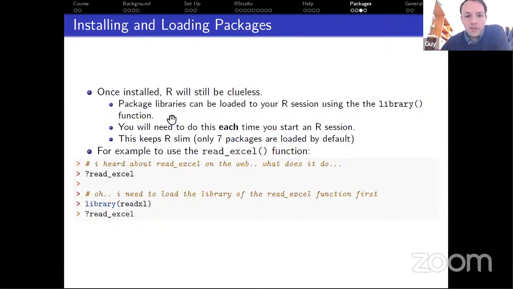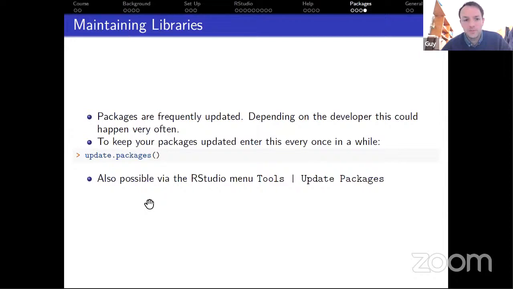So this is just a further point that I already went through in RStudio, is that once we've installed a package, R is still sort of clueless about how to use a function within that package. We need to load the package that we want to use each time we start a new R session. So we only have these 7 packages loaded by default. For example, in this R session, in the slides that I was working with, when I did question mark read Excel, it gave me an error message. It couldn't find the help function. So I can load the package, and then I can have a look at read Excel after I've loaded the package. Then I can use it.